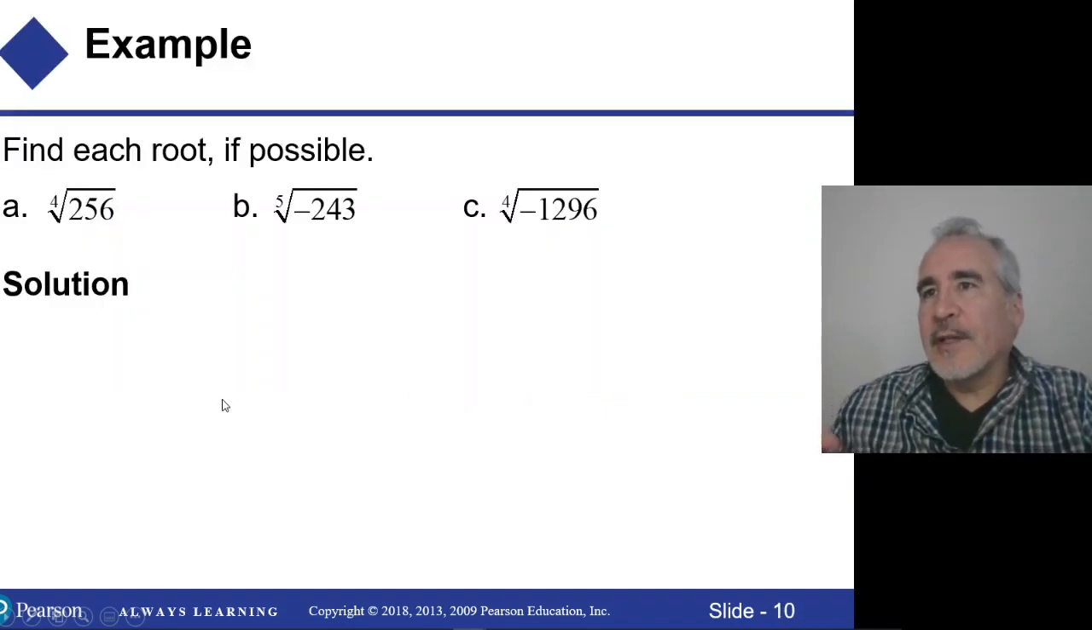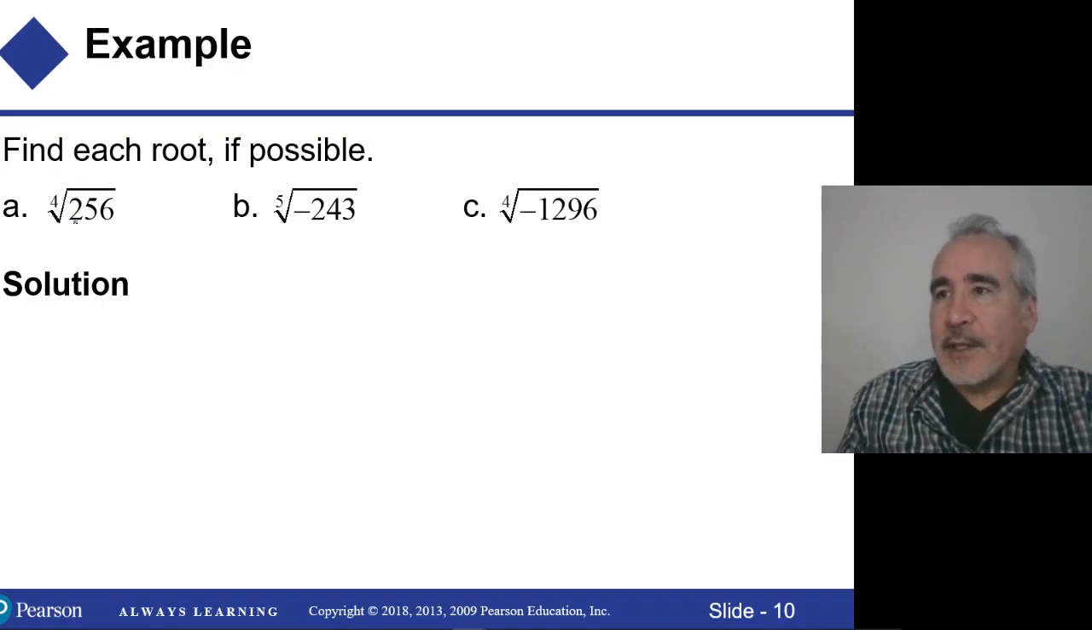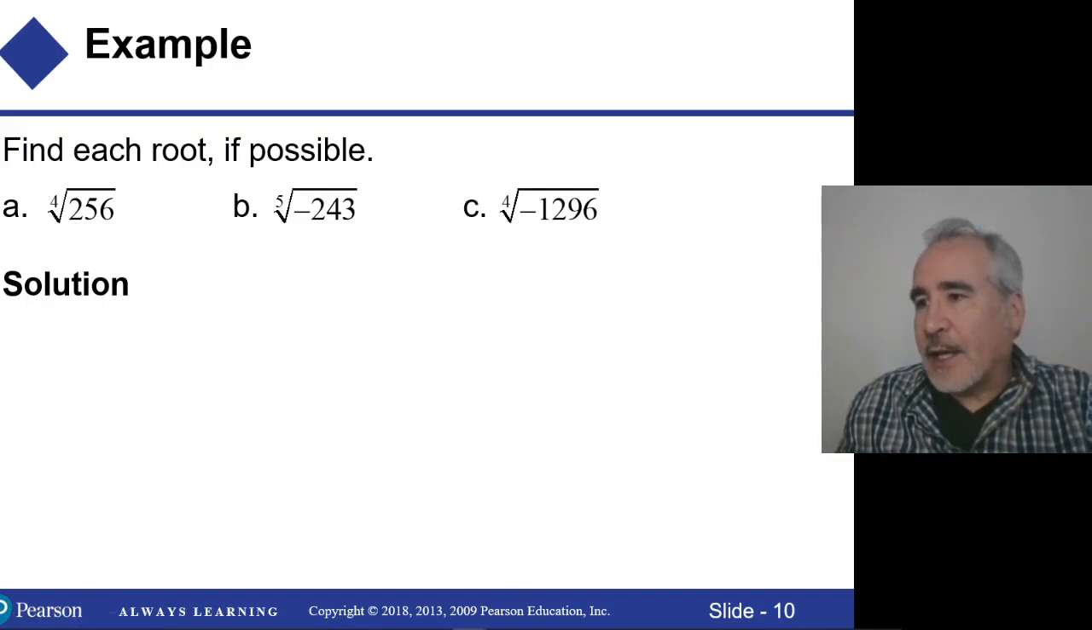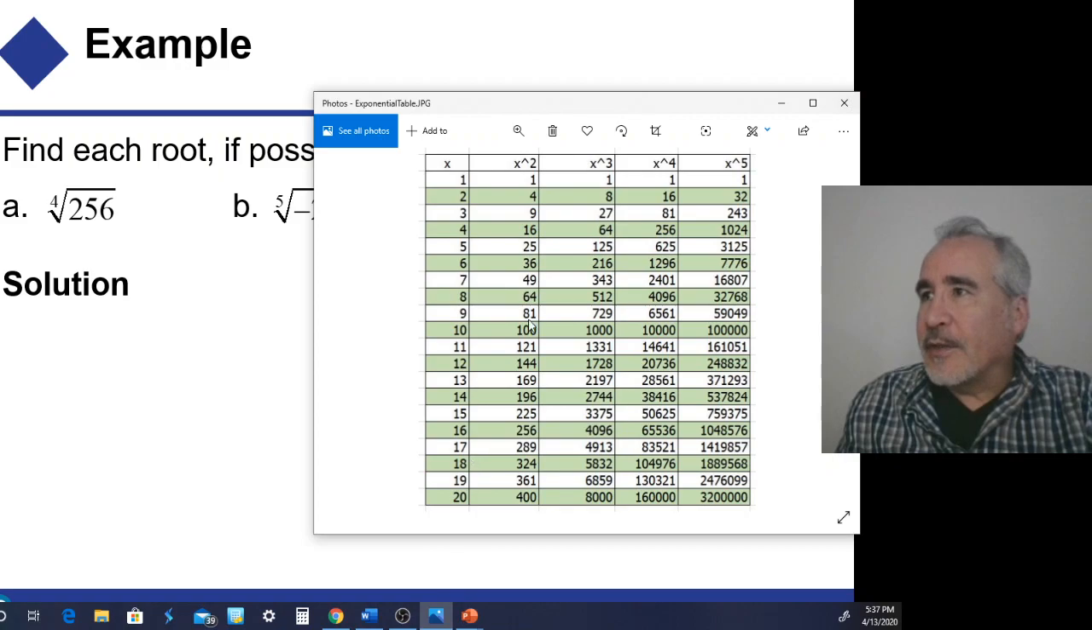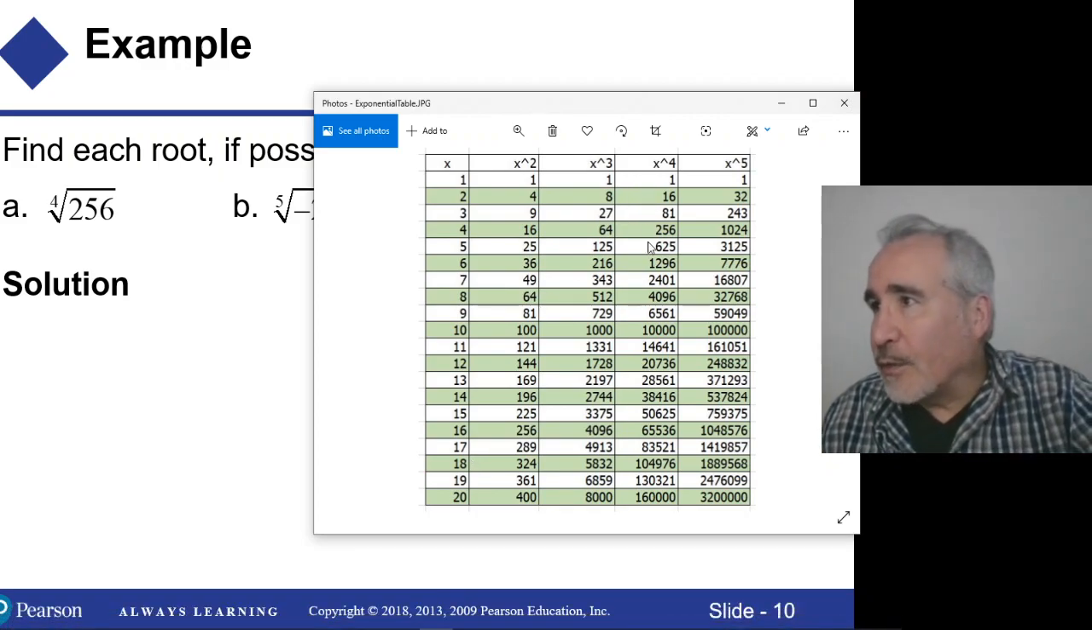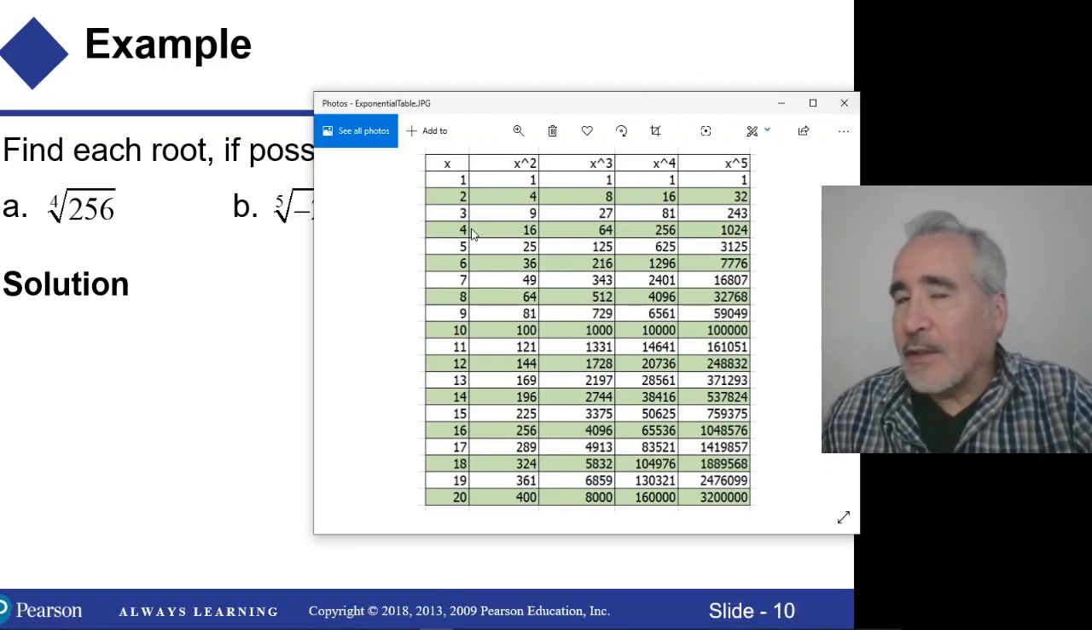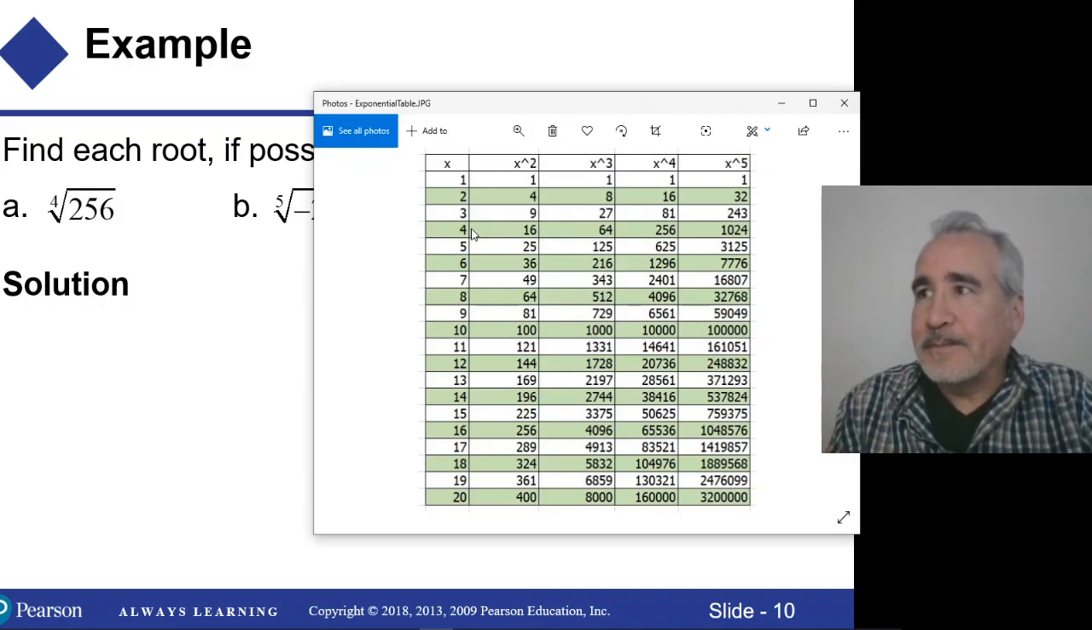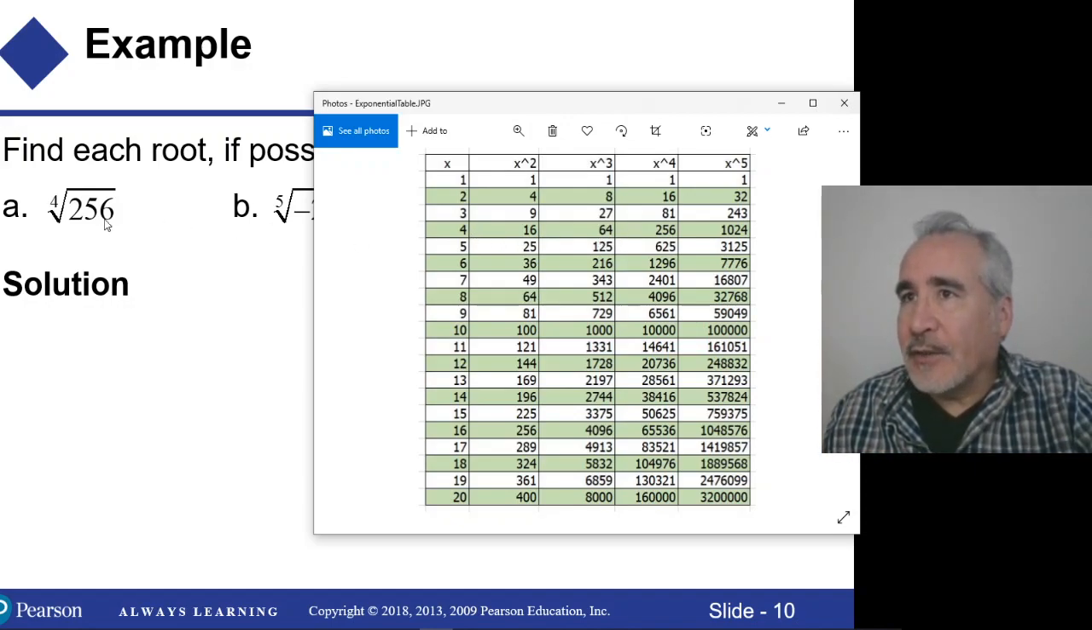So here's an example: the 4th root of 256. That's even, so it has to be that way. Again, we pull this up. We look under 4th powers. We look at 256. 256 is 4 times 4 times 4 times 4. So our answer here is going to be 4.